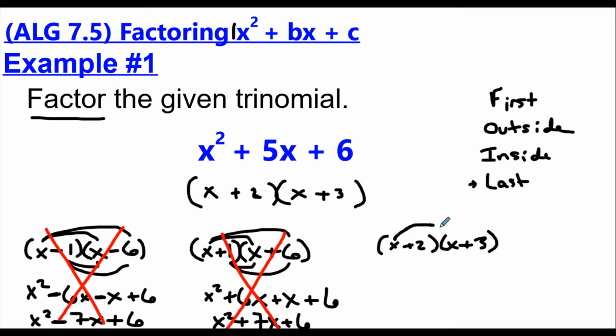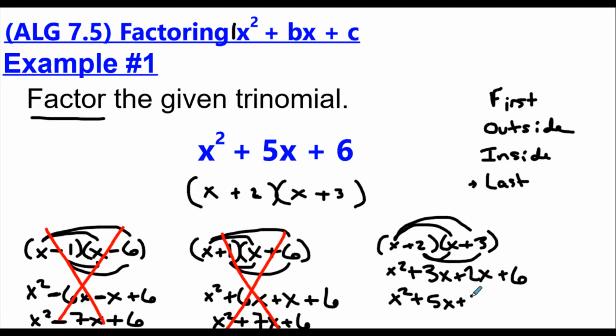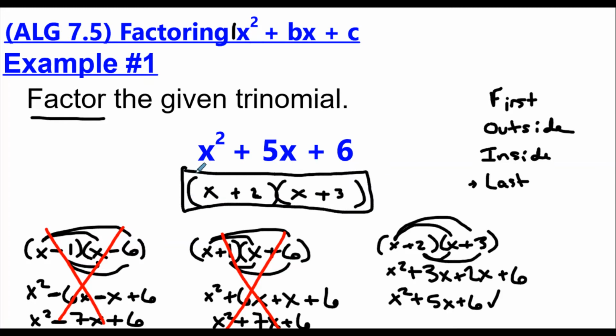So let's double check. X times x is x squared. X times positive 3 is a positive 3x. X times a positive 2 is positive 2x. And 2 times positive 3 is 6. Do those middle two terms add to give me that 5x? Well, x squared, a positive 3x plus 2x is 5x, and then we have that plus 6 on the end. So indeed, that is our answer. This x plus 2 times quantity x plus 3 is the factored form of x squared plus 5x plus 6. That's what we're trying to do today. We're trying to start with a trinomial, break it down into the product of two binomials that if you were to FOIL them back together, you would get that starting trinomial.